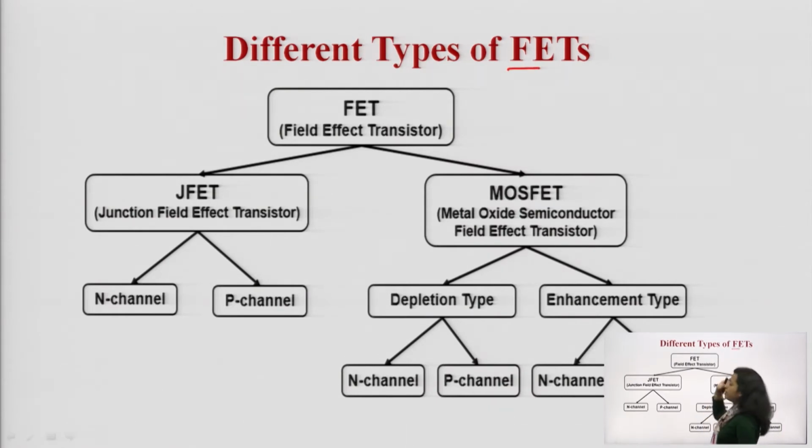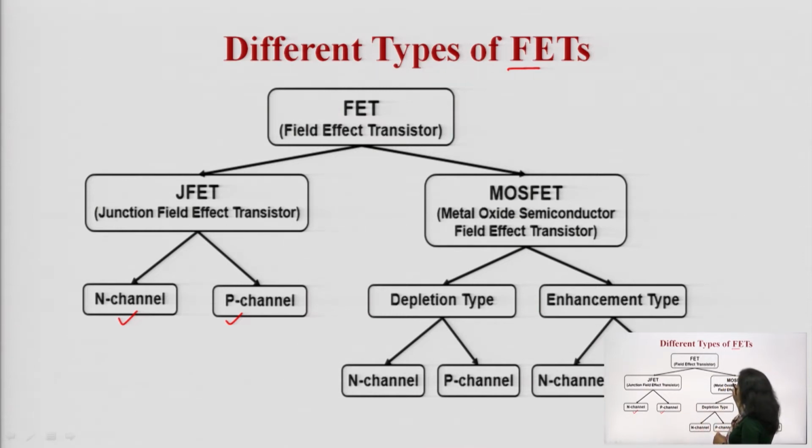Different types of FETs. FETs, field effect transistors. There are two types of field effect transistors. One is the MOSFET, which I will be teaching you in today's session. The other is the JFET. From the name itself, it is clear: J denotes the junction. It is junction field effect transistor. Junction field effect transistor is of two types, N-channel and P-channel.